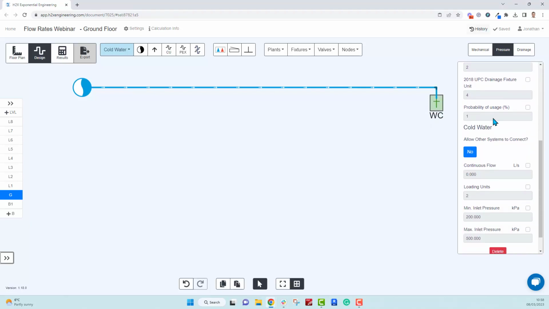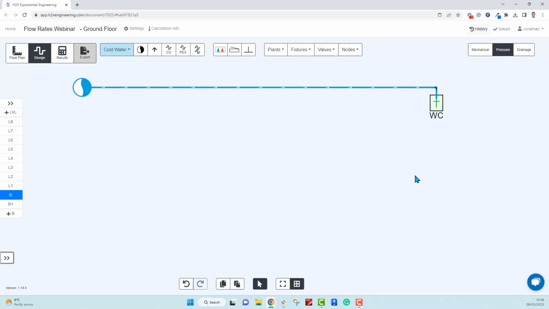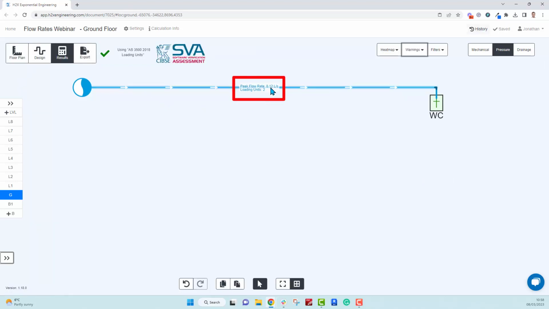So these fixtures do have their own loading units. So here a WC has 2 loading units, and this will convert to a flow rate. So as we click results, we can see here that those 2 loading units convert to 0.12 liters per second.